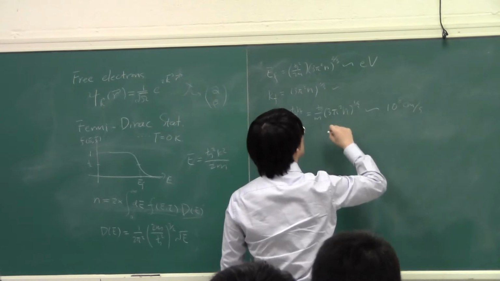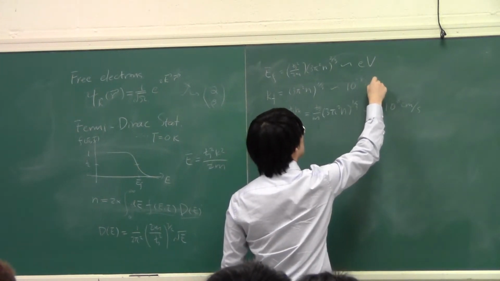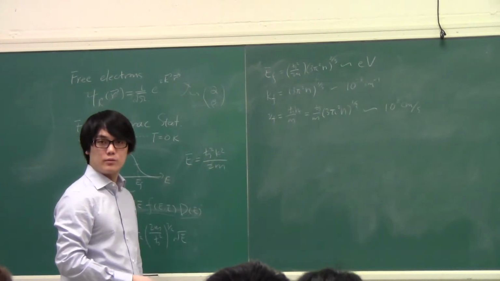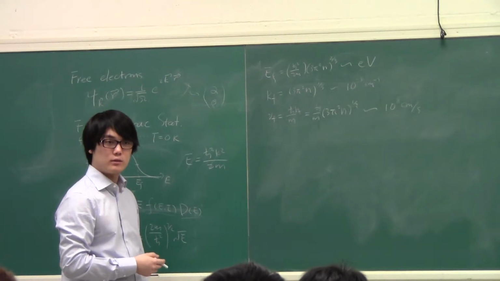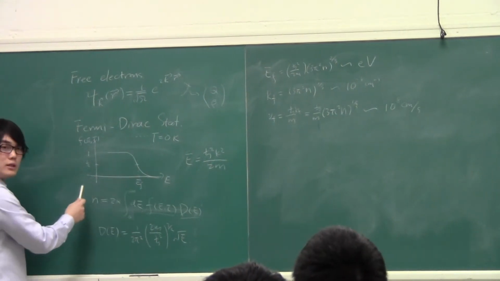And then this one, if I did the calculation, comes out to be about 10 to the minus 8 inverse centimeters. Okay, so these are the relevant scales that we're talking about. But this is the Fermi. This is what's happening at 0 temperature.